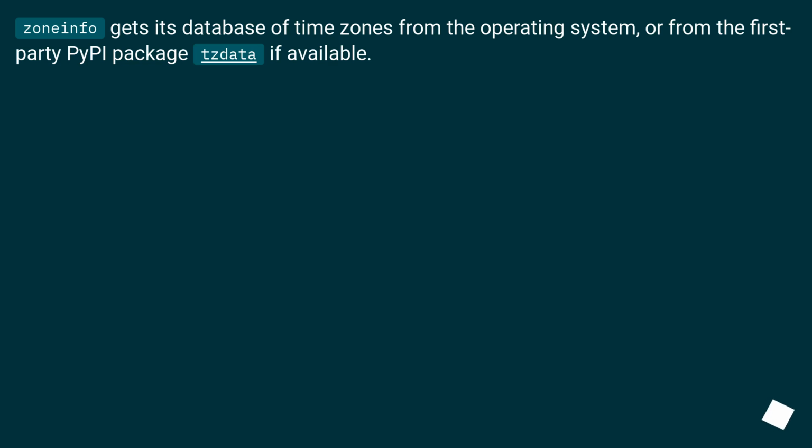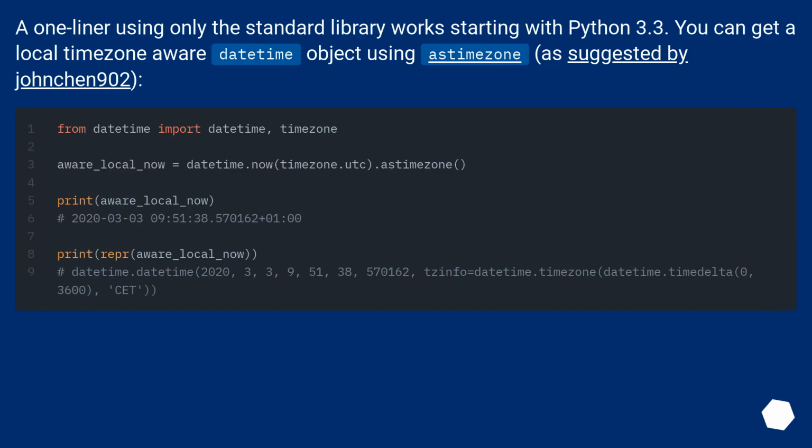ZoneInfo gets its database of time zones from the operating system, or from the first-party PyPI package tzdata if available. A one-liner using only the standard library works starting with Python 3.3. You can get a local time zone aware datetime object using astimezone, as suggested by Jonathan 902.